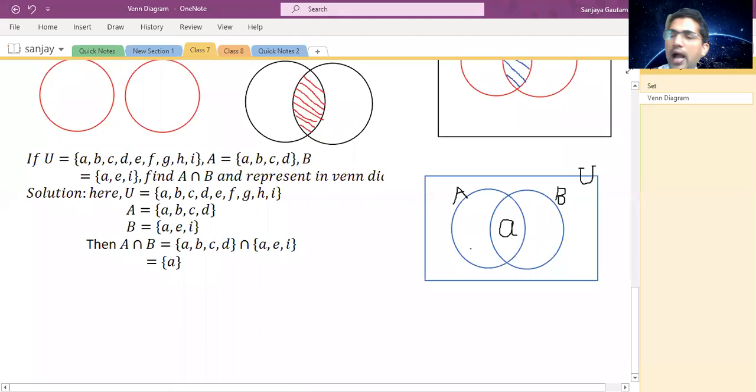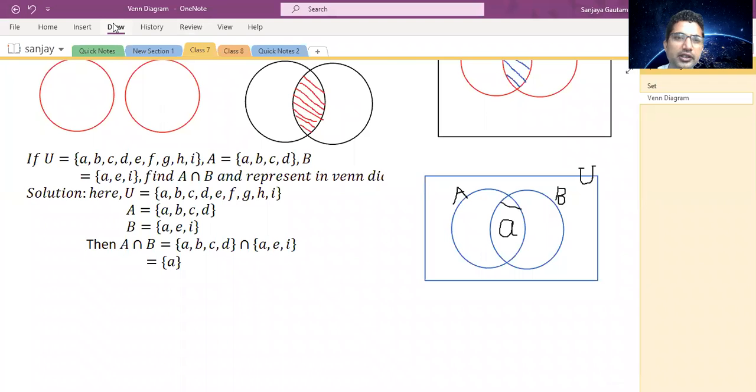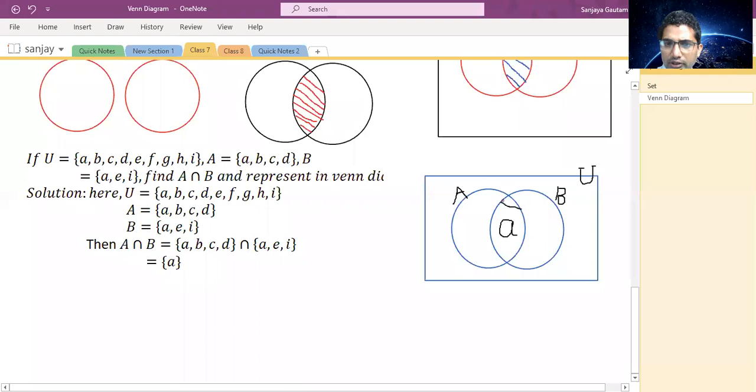In set A, what are the members of set A? A, B, C, and D. So this overlapping zone is common for every set, isn't it? So it means this A belongs to set A also, and set B also. So what are the members of A now?